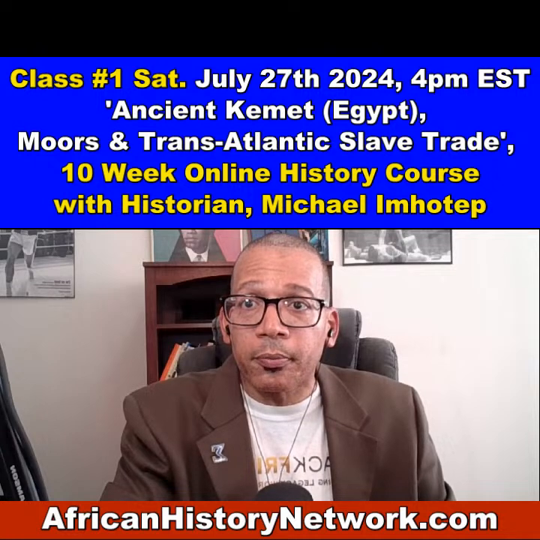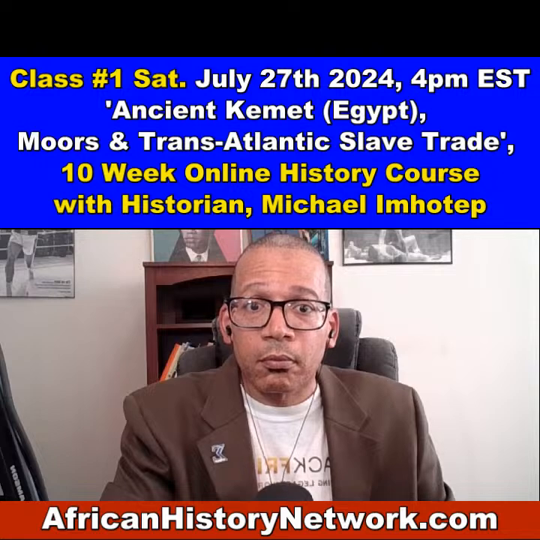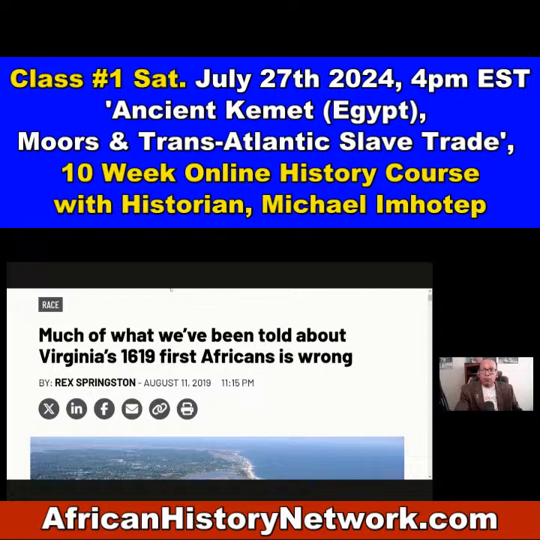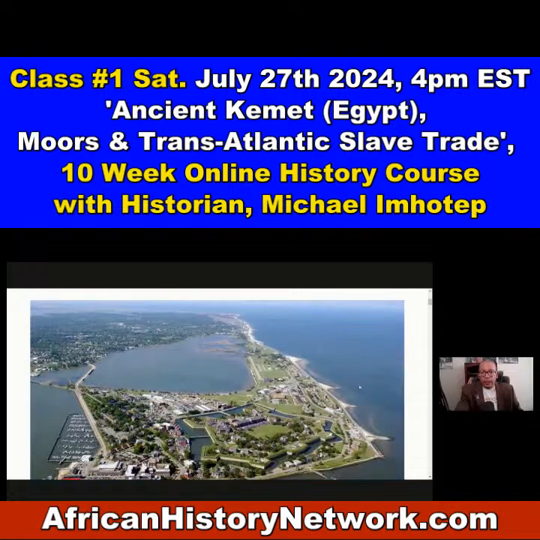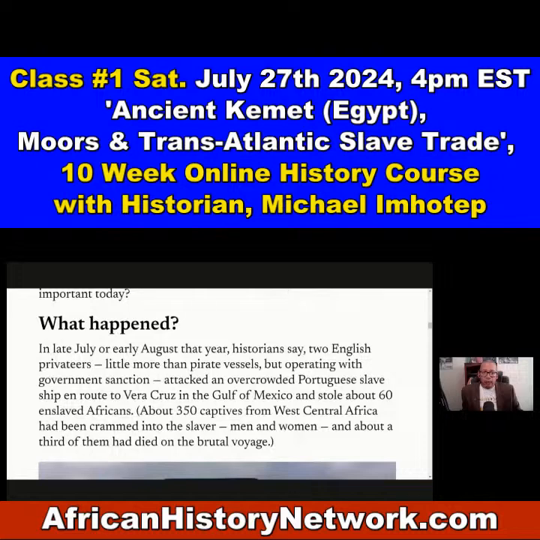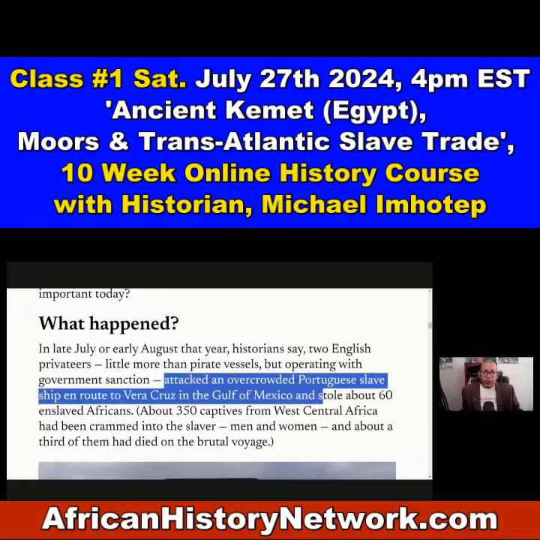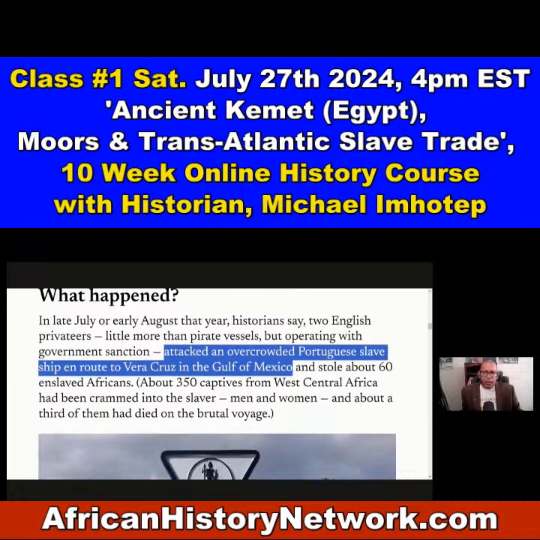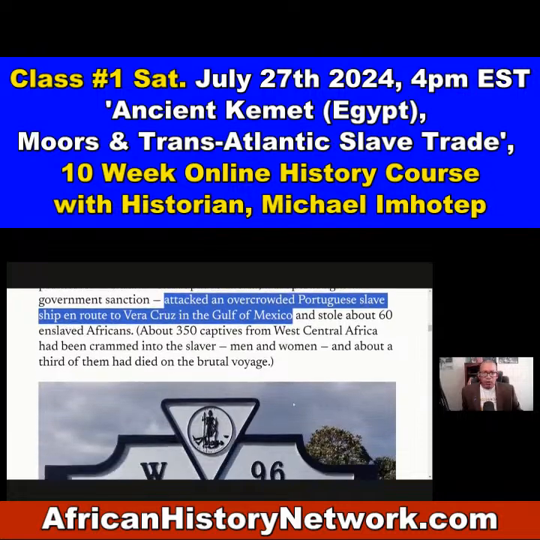Okay, if we look at this right here, much of what we've been told about Virginia's 1619 first Africans is wrong. This is from August 11th, 2019. I'm not going to go through the whole thing. You can read it, but it gives some background history on those 20-odd Africans, and they're on the San Juan Bautista Portuguese slave ship, and there's about 350 Africans there. They're from the area that's present-day Angola.